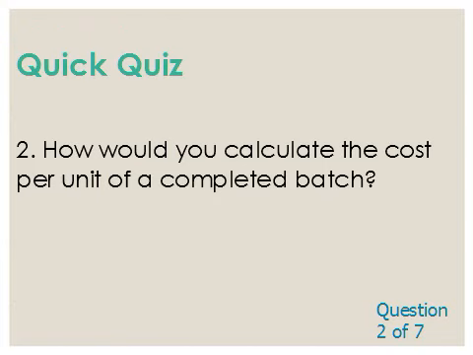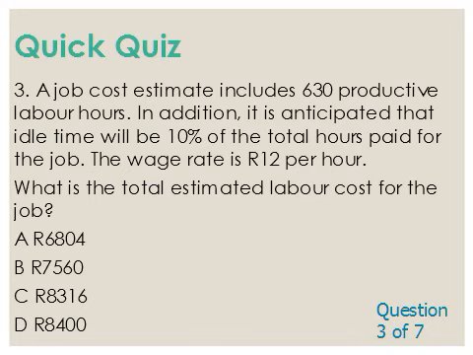Question 2. How would you calculate the cost per unit of a completed batch? Question 3. A job cost estimate includes 630 productive labor hours. In addition, it is anticipated that idle time will be 10% of the total hours paid for the job. The wage rate is 12 Rand per hour. What is the total estimated labor cost for the job? A. 6,804 rands. B. 7,560 rands. C. 8,316 rands.